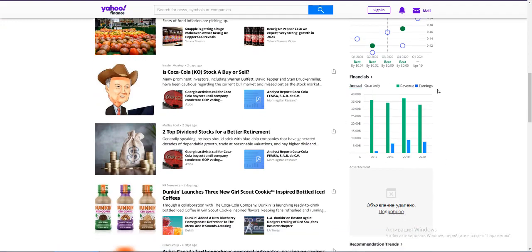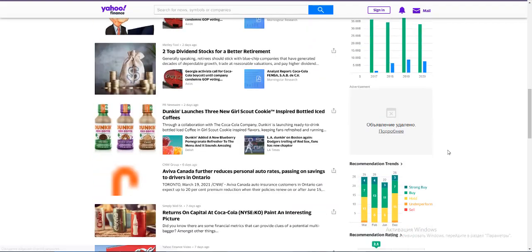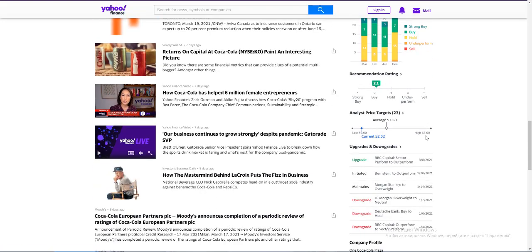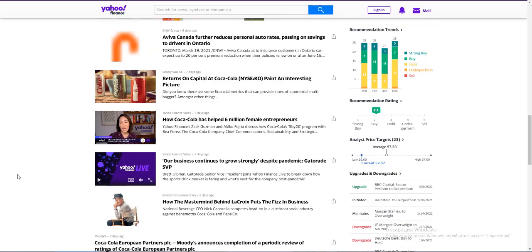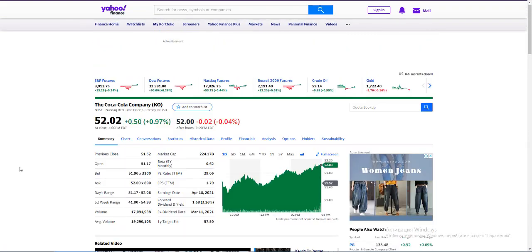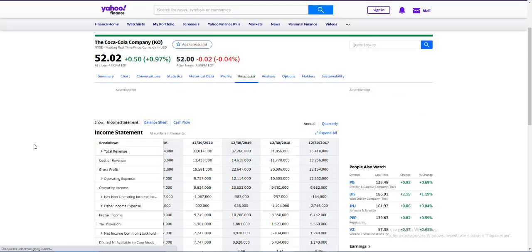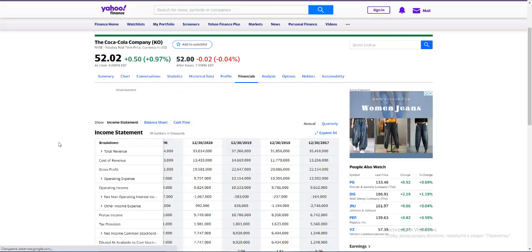Then you can see the financials with revenue and earnings for the past 4 years. Recommendation trends, either to buy, sell or hold, and analyst price targets. Okay, let's go to the financials tab. So what you can find in financials?